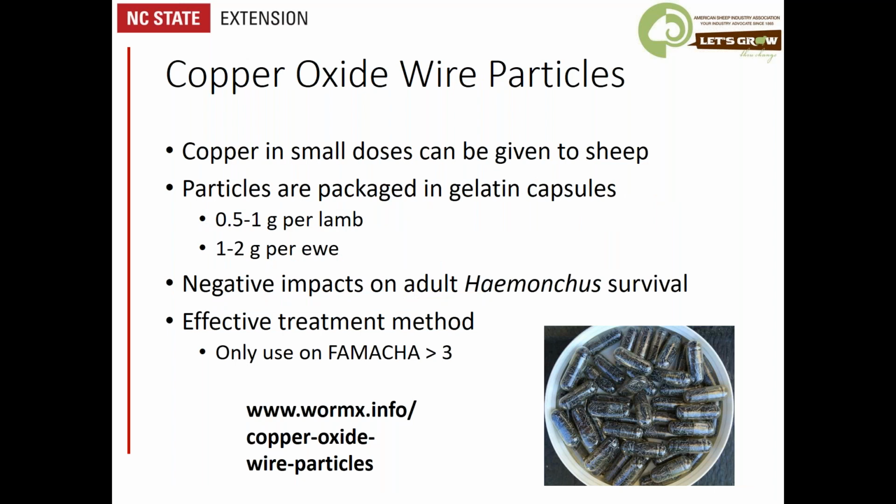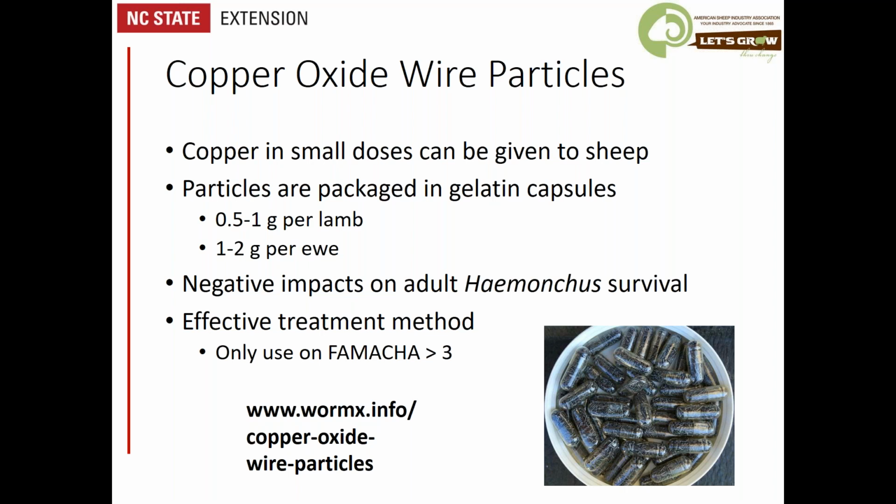Another tool that's come out is copper oxide wire particles. And I will say copper oxide wire particles are safe to be given to sheep. It's a relatively low dosage. These can be packaged in gelatin capsules. The dosages are provided here for lambs and adult use. And these copper oxide wire particles have a negative impact on adult Haemonchus survival. And so they're going to take care of those adult worms and mitigate that level of parasite burden within the host.